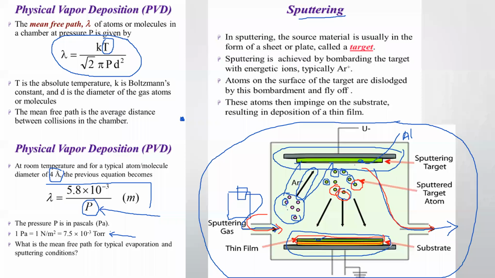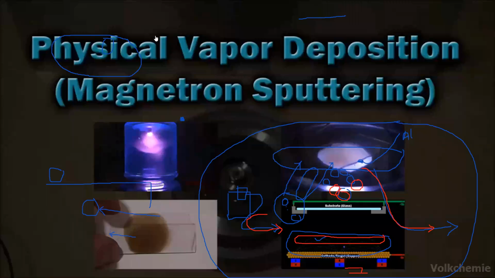The substrate, as I already said, might be a silicon wafer, or any other metallic wafer, or it might be a glass plate or glass slide. That is the substrate, and it is connected to the ground. So this is all about the sputtering process. I hope you enjoyed today's lecture.